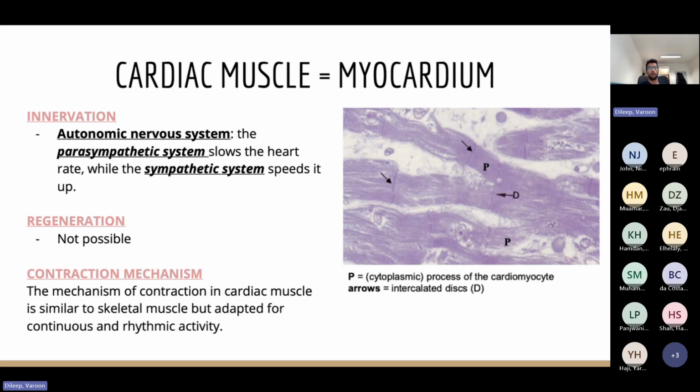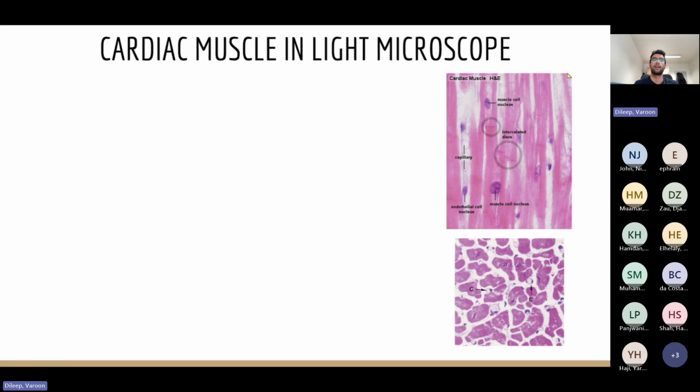The contraction mechanism is the same as in skeletal muscle, but it is more adapted for continuous contraction rather than contraction whenever it is needed. On this diagram, you can see again, this is a longitudinal section. These lines represent the intercalated discs, and these P's represent the cytoplasmic processes, which connect the network of cardiomyocytes. Again, I just want to ask: which one is the longitudinal section and which one is the cross section in these images?